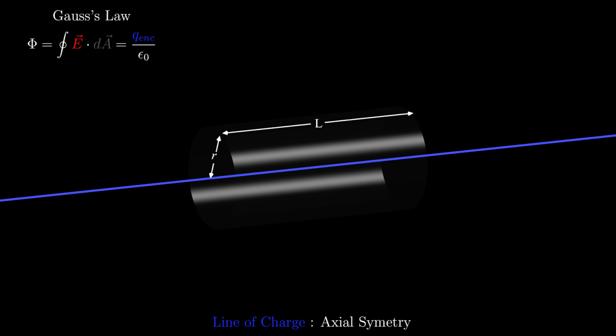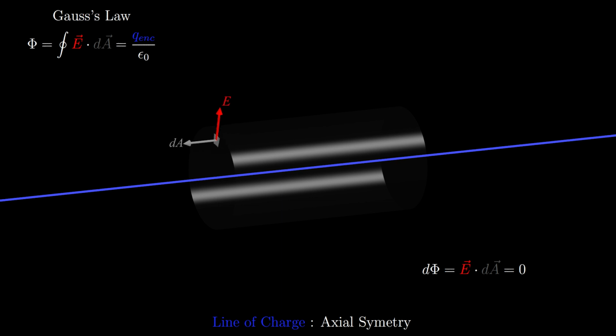To evaluate the flux integral for Gauss's law, we will consider separately the contributions for the flat end caps of the cylinder and for the curved cylinder portions of the surface, or the can. First, consider a patch on one of the caps. Since the electric field is perpendicular to the surface normal vector, the result for E dot dA is 0.